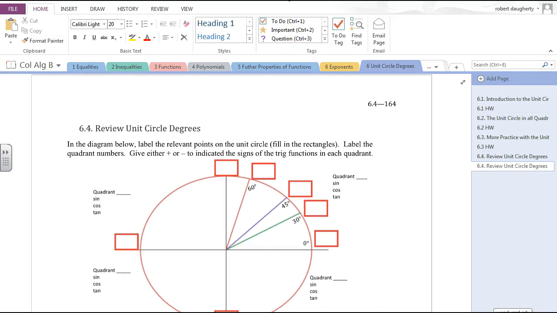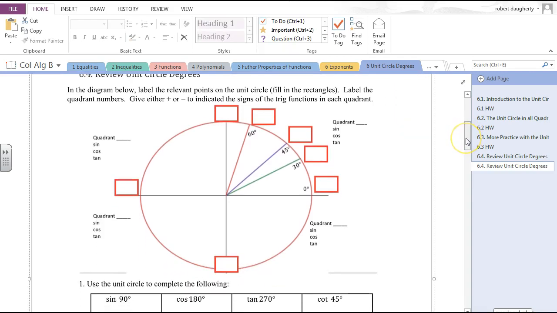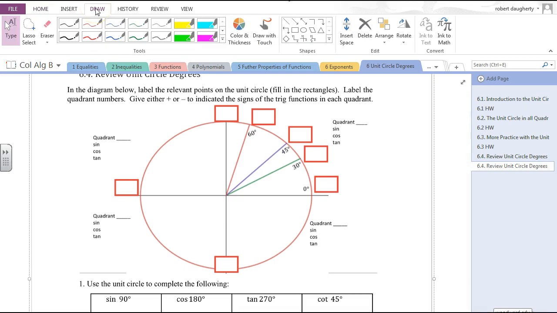Okay, review time: unit circle in degrees. So 6.4 is the review. Let's work through and see what we come up with. You're going to need to know the unit circle. You've seen this, this is no surprise. This is the way it's going to look on your test. You will need to be able to fill in the blanks.